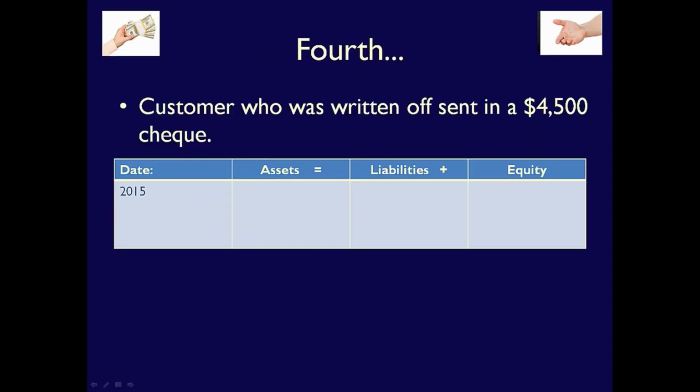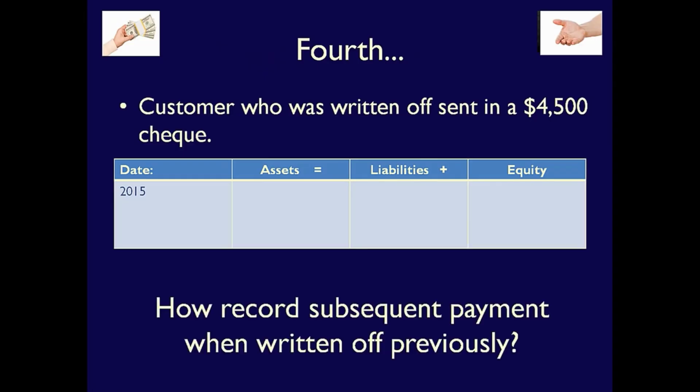Let's move on. After the accounts are written off, our customer closes their business, sells all their assets, and sends us a check for $4,500. We cash it immediately. How do we record this? Well, when we wrote off the $18,000, we thought we'd never see any of the money, but now it turns out that we jumped the gun. We wrote off too much.